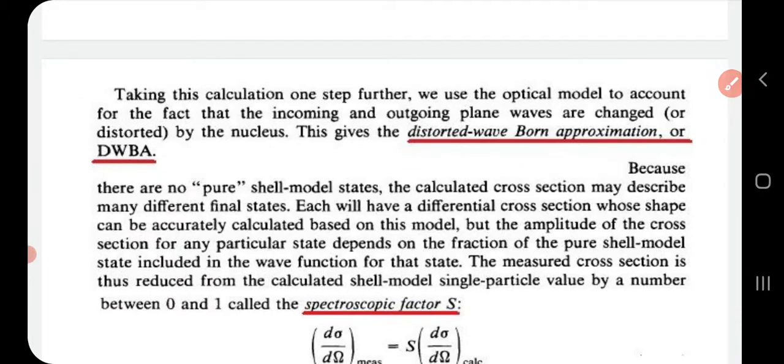Now taking this calculation one step further, we use the optical model to account for the fact that the incoming and outgoing plane waves are changed by the nucleus. This gives the distorted wave Born approximation, or DWBA.